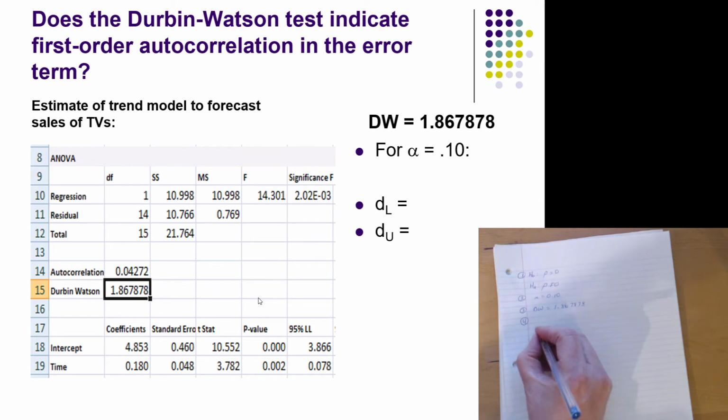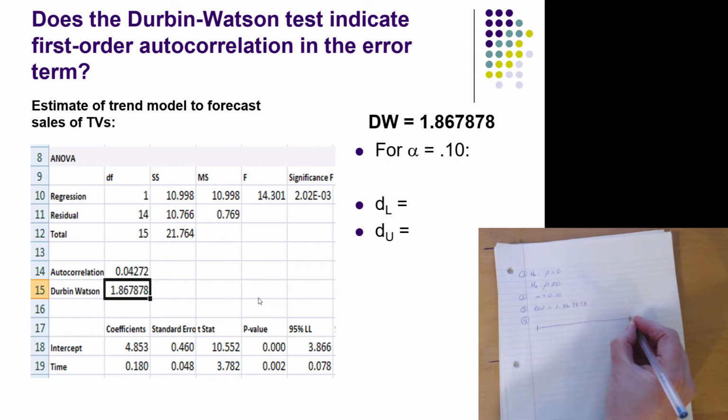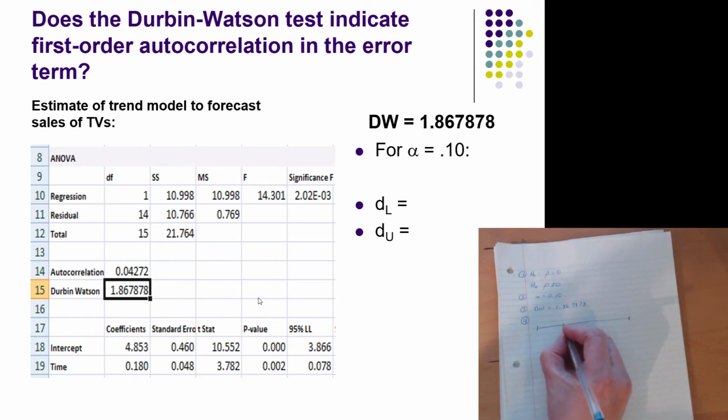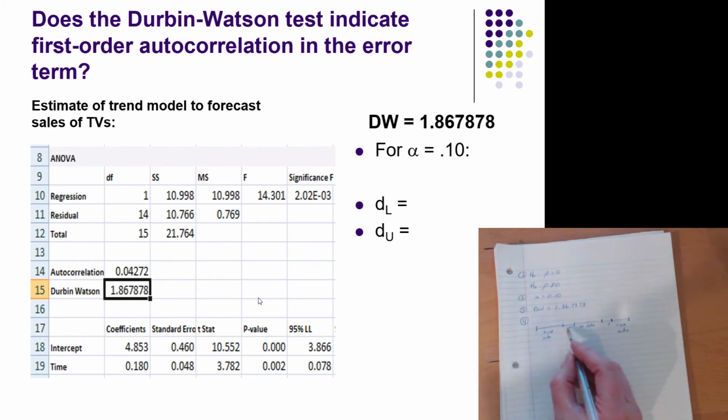Step 4 is where we draw out that little number line. Okay, so it's asking for any auto. So we look at our number line, and we'll have some components to that number line. We'll have a zone where there's positive auto. We'll have our little question mark zone. We'll have our no auto zone. Not to scale, by the way. We'll have our question mark zone, and then we'll have our negative auto area. So we're going to look up in the tables the Durbin-Watson lower and the Durbin-Watson upper in this case.